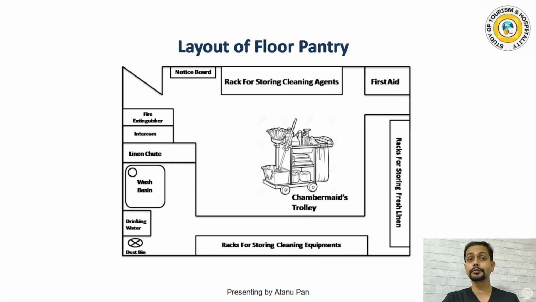Now next is the drinking water. Okay, drinking water outlet should be there with some water purifier. Why? Because definitely the staff who are working on the floor, GRA, floor supervisor, they need to drink water. So where will they go? Every time they go down and up, that is a waste of time. They will get their drinking water in the floor pantry only, in each and every floor.